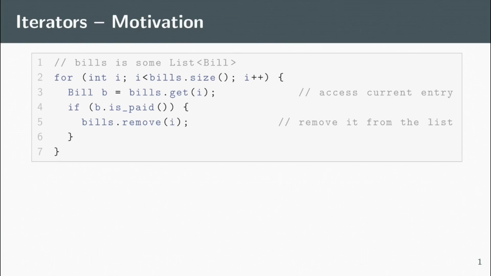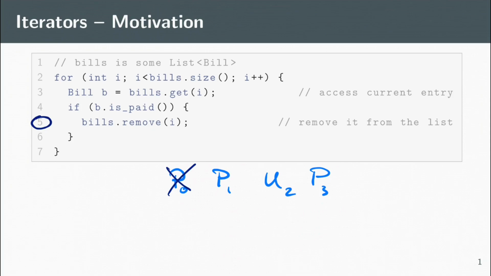To see why this piece of code is problematic, consider a list of 4 bills. Let's say we have a paid one, another paid one, an unpaid one, and another paid one. And the indices of these items are, of course, 0, 1, 2, 3. Now what happens when we consider the first item? We see, oh, it's a paid bill, so we remove it, which is what happens in line 5. But calling this remove method, of course, shrinks the size of the list.